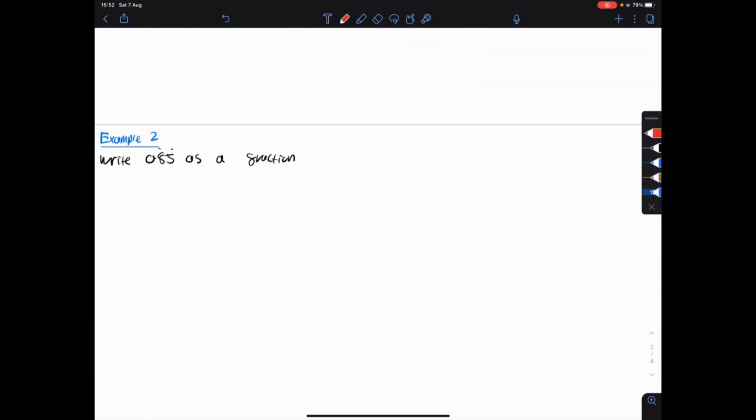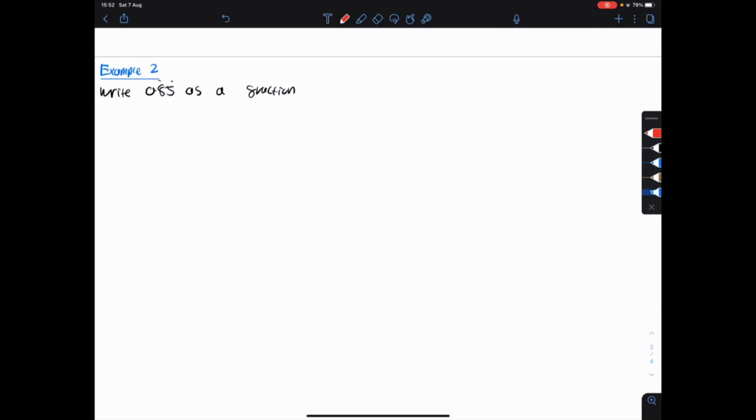Okay, in the second example, we're asked to write 0.85 reoccurring as a fraction. So again, we just write out the equation to start. So x equals 0.85 reoccurring, so 0.8585, and so on. Now, step 2. We need to find a way to cancel out the reoccurring digits. If we try the same method as before, timesing both sides by 10, it won't work this time, and I'll show you why it won't work here.